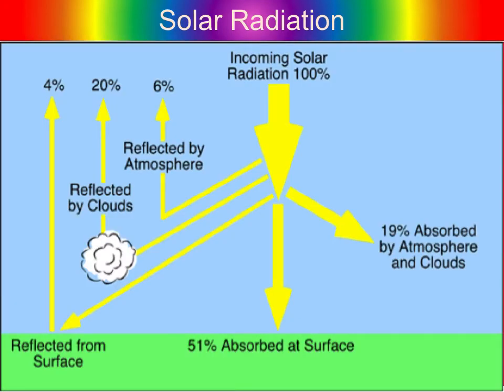And of the sunlight, around 51% is absorbed by the surface of the Earth itself, and around 4% is reflected back from the surface. The rest, around 49%, is distributed among: reflected by the clouds 20%, reflected by the atmosphere 6%, and absorbed by the atmosphere and clouds around 19%. That's how the solar radiation's distribution takes place in the planet overall.